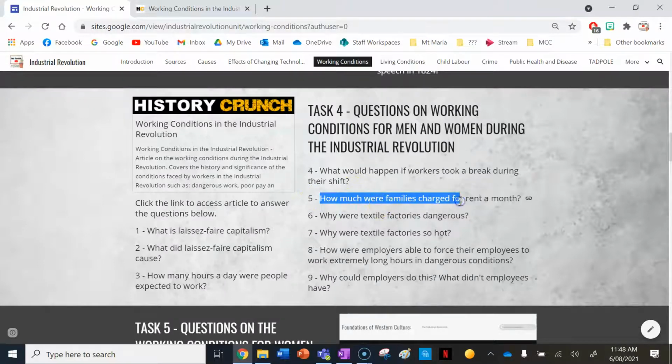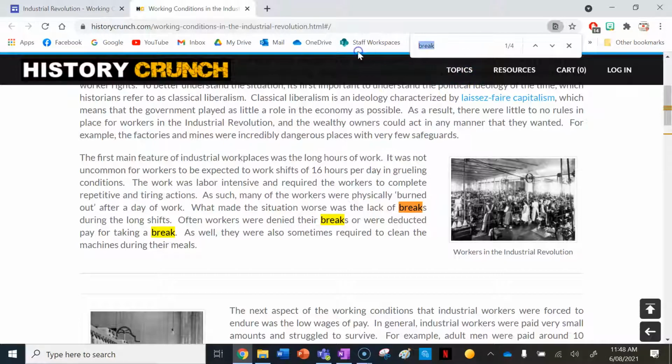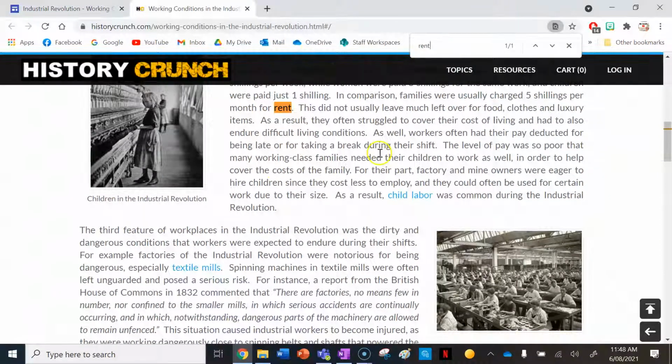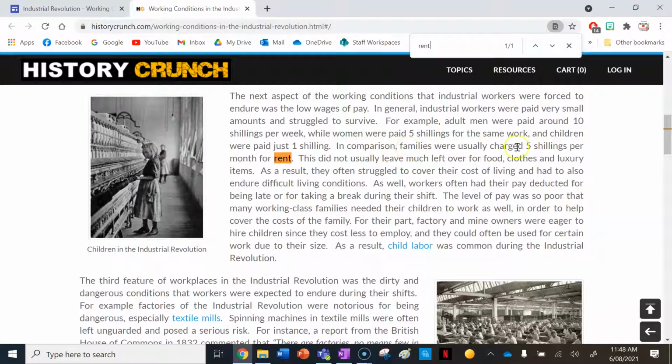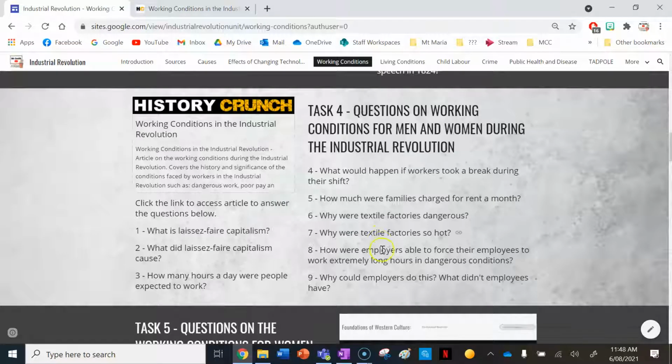How much were families charged for rent a month? So I'm going to say rent up here. In comparison, families were usually charged 5 shillings per month for rent, even though children were only paid 1 shilling a week.